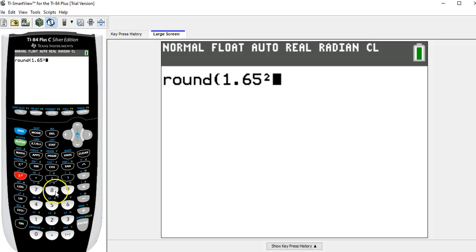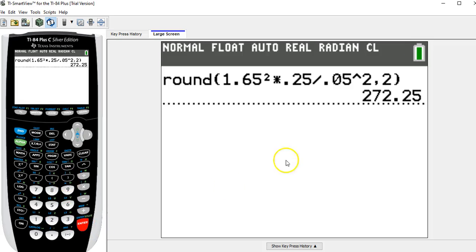and this is being multiplied times 0.25, and it's being divided by 0.05 squared, and I want to round this to 2 decimal places, comma 2, and that comes out 272.25 to 2 decimal places.